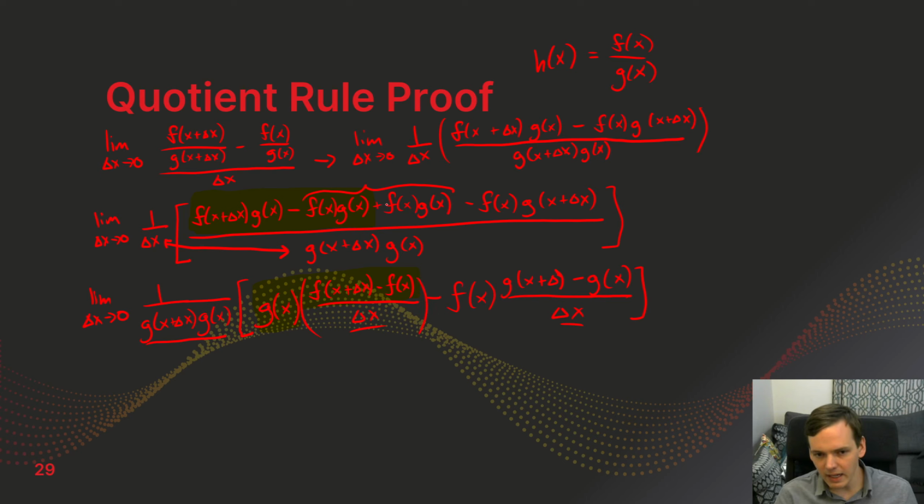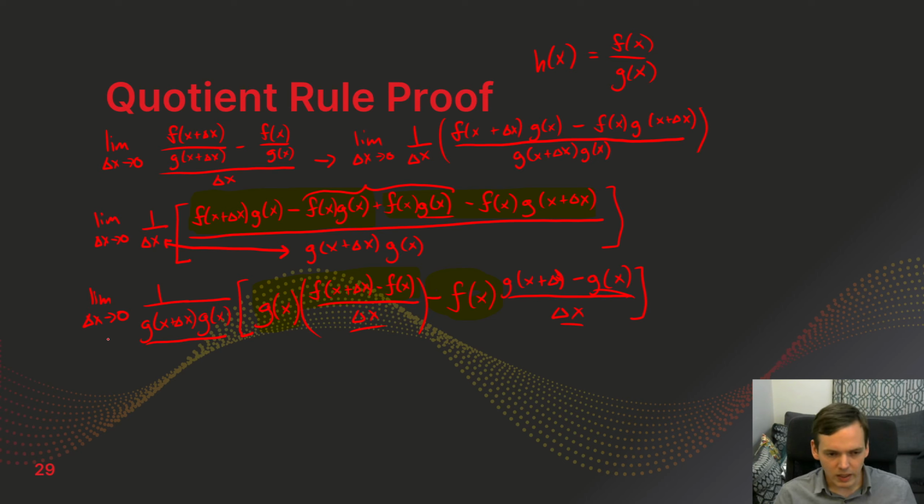Then I had these second two terms here, and I factored out a negative f of x right here. So by factoring out the negative f of x, I was left with the g of x plus delta x minus the g of x from this one right here.